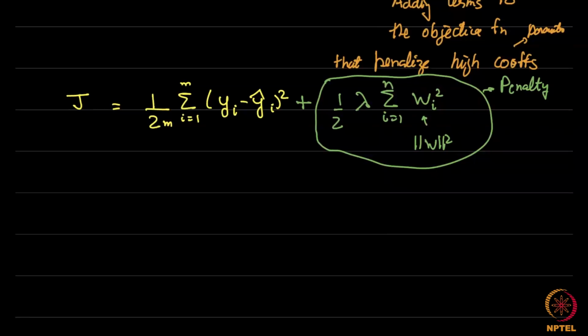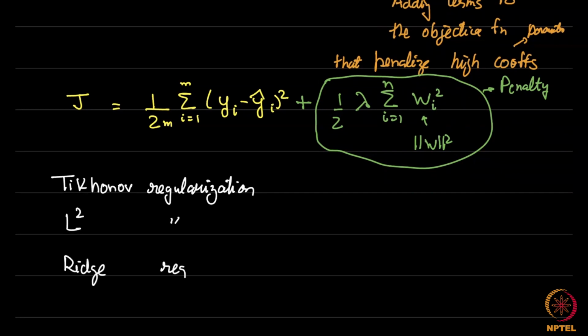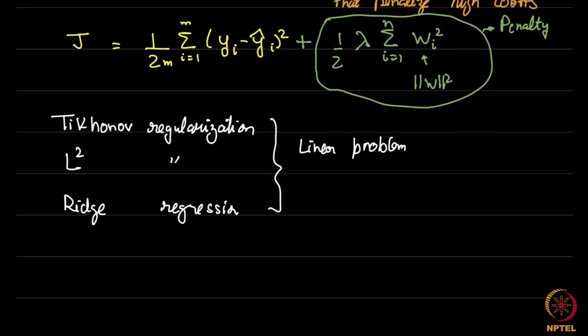As I told you, this term is variously called Tikhonov regularization, also called L2 regularization, also called ridge regression when applied to linear problems. Now, Tikhonov regularization is a little bit more general than this, but I'm not going to get into that immediately. But let me show you. So now, because the loss function is different, this should have a different normal equation.